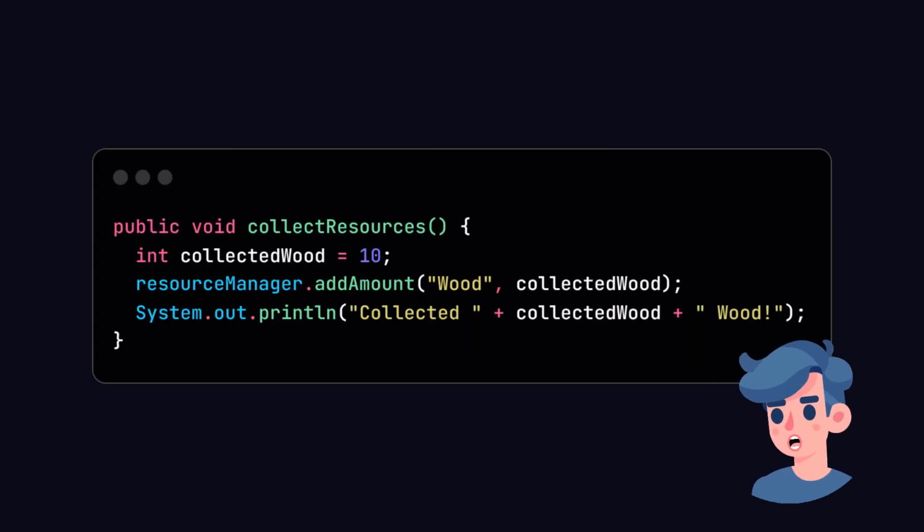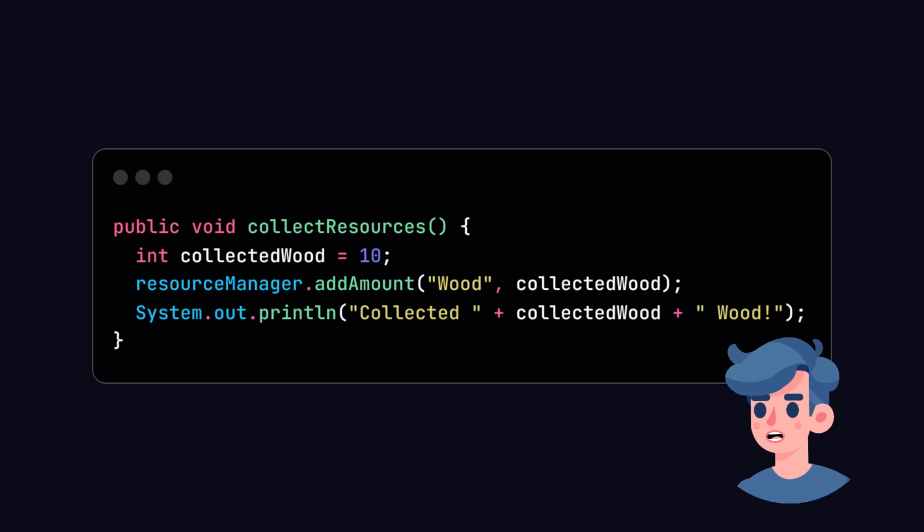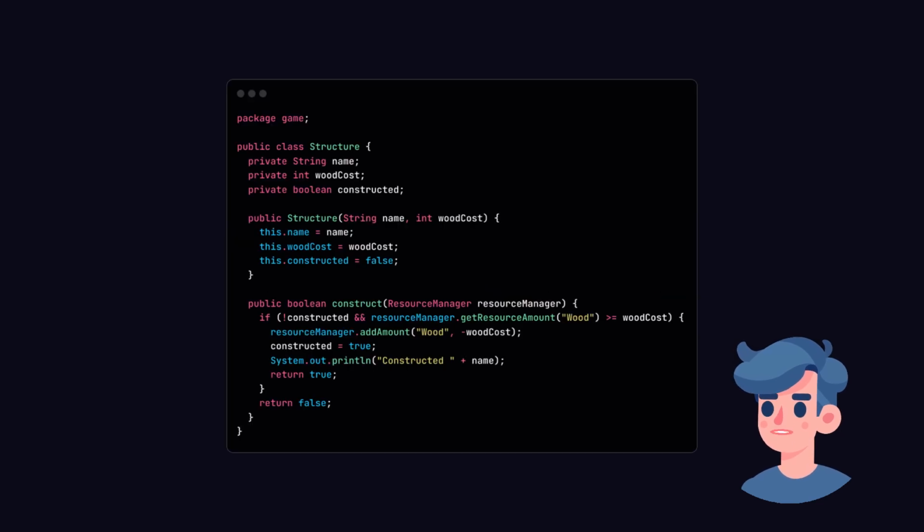Next, let's add some feedback to the user when they collect resources. We can extend our collect resources method to include print statements indicating how many resources were collected. We can enhance the game even further by implementing a way to spend resources, perhaps to build structures. Let's first create a class called Structure. This class will represent a buildable structure in the game.